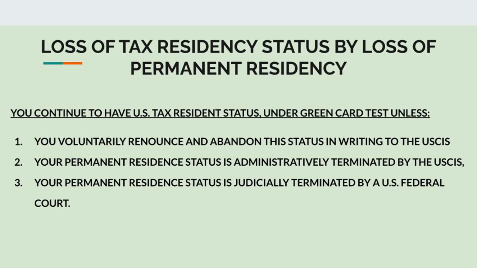Number 1 is that you voluntarily renounce and abandon the status in writing to the United States, USCIS. Second, your permanent resident status is administratively terminated by USCIS. Or the third one, your permanent resident status is judicially terminated by a U.S. federal court. These are the only 3 scenarios. Some people think that just because they leave the United States and go outside for a year or more, that automatically takes away their tax residency. That's not the case.